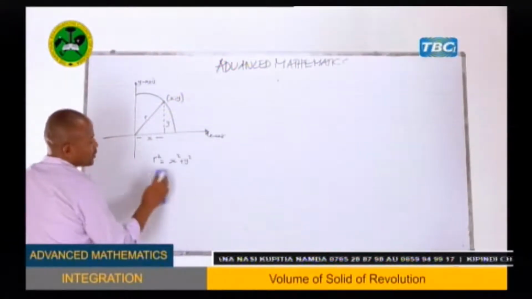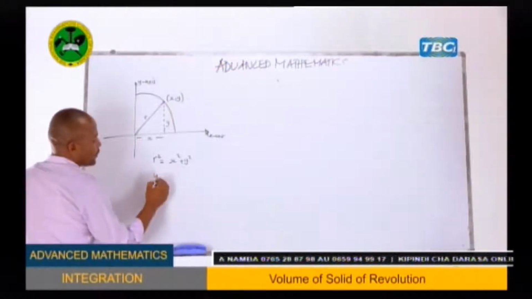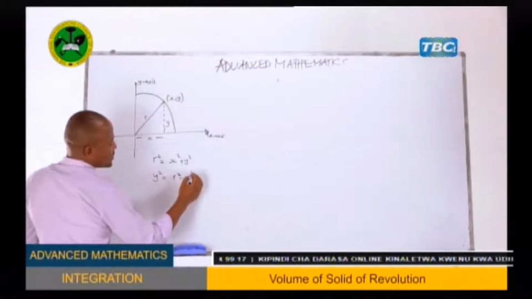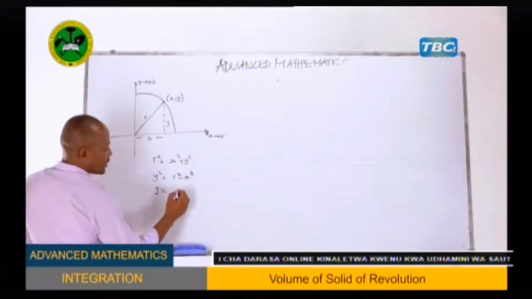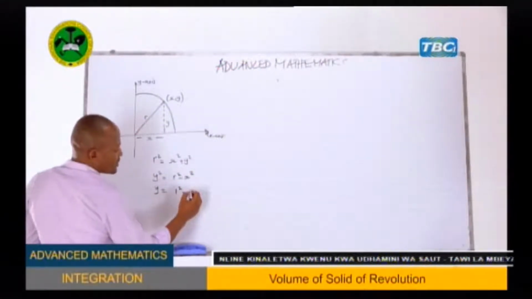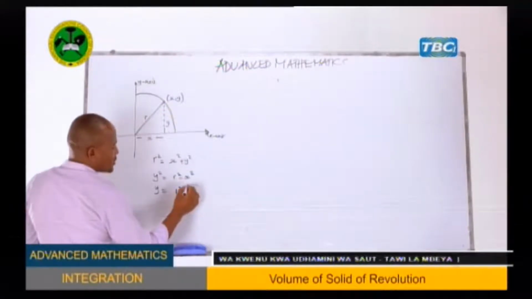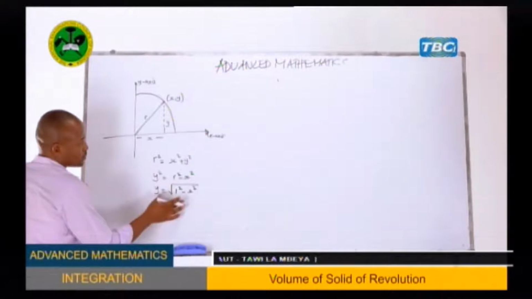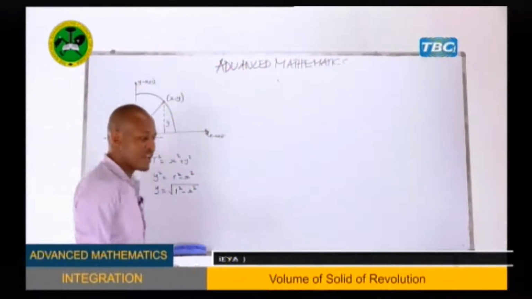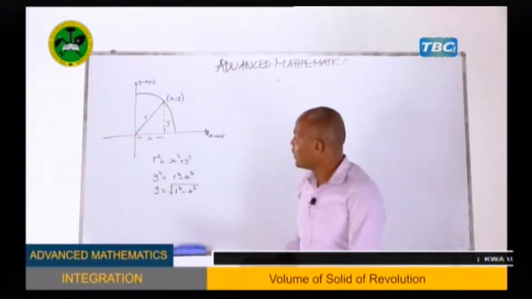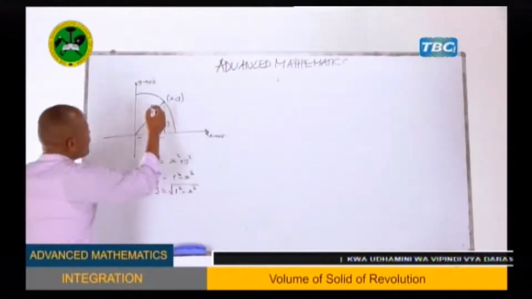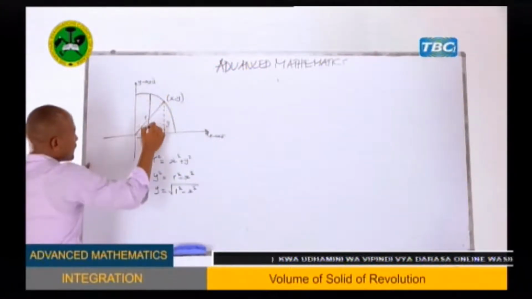Let's try to use the function as in y. y squared will be equal to what? r squared minus x squared. So our function could be like this: y equals the square root of r squared minus x squared. So that will be our function. Now, what is our small change in something like that? Let's have a small change there.